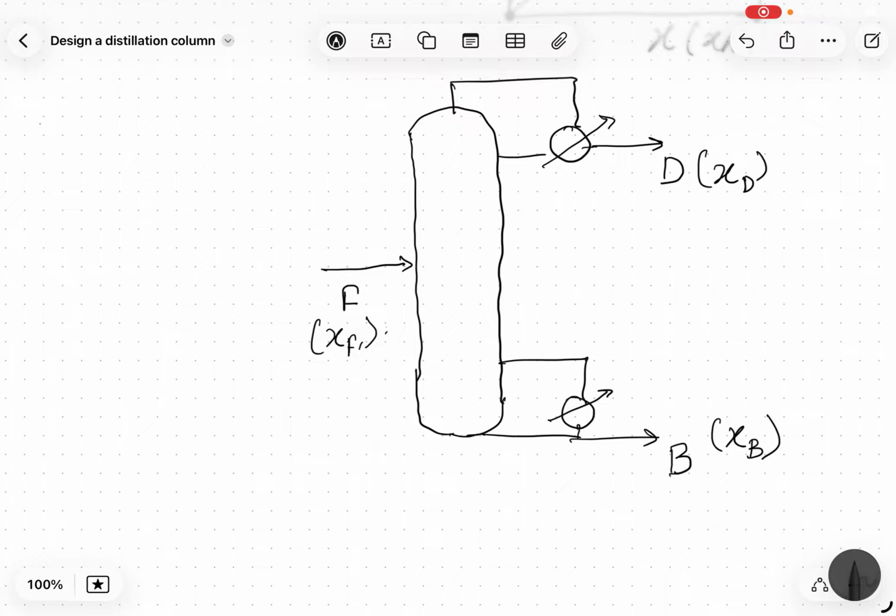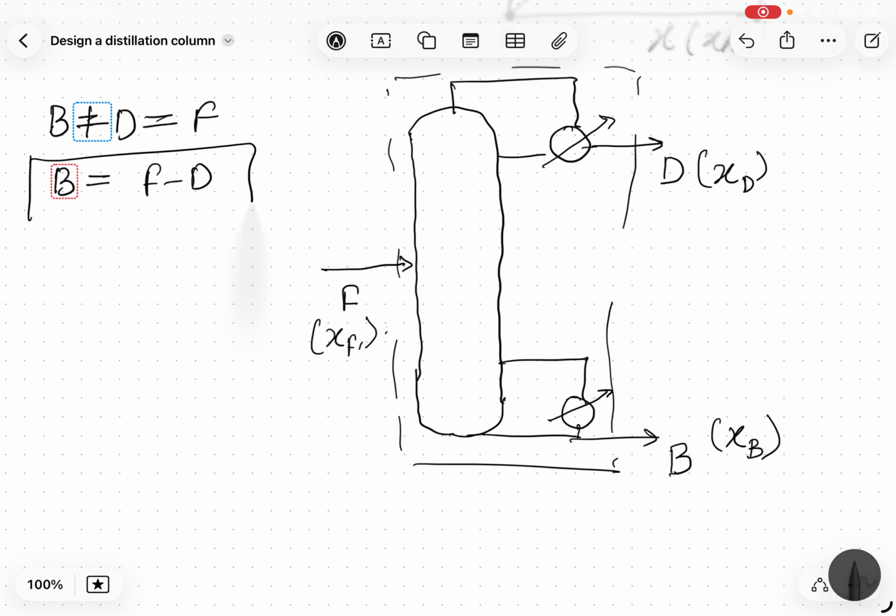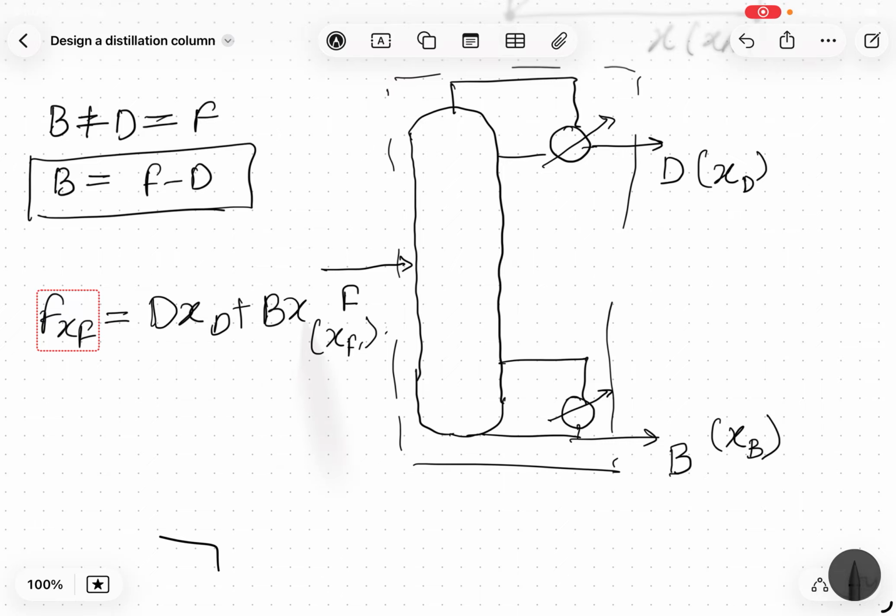So first, I simply know the B because I know the F. If I go for a mass balance on the whole distillation column, the simple mass balance will give me B plus D equal to F, which implies that B equals F minus D. So I know these things. And F XF, the mole fraction of A, equals D XD plus B XB.